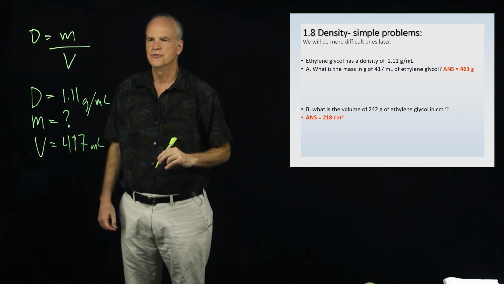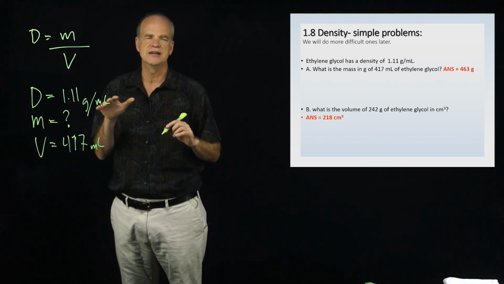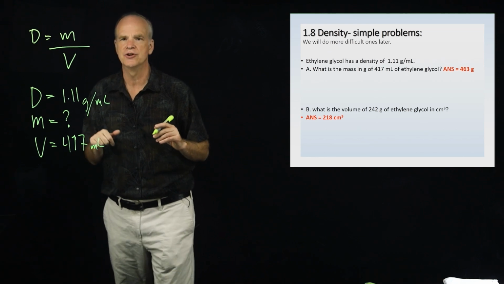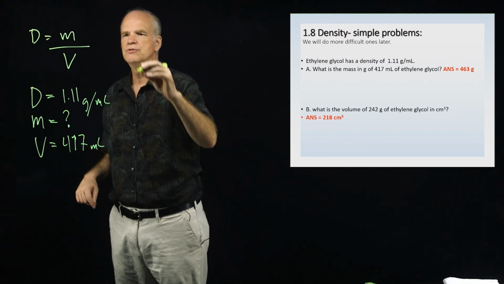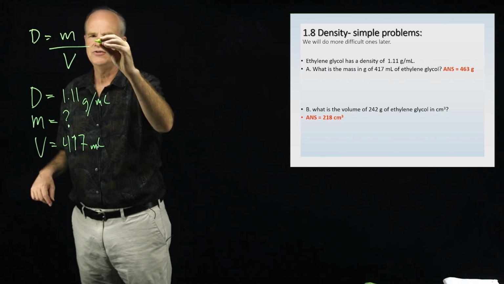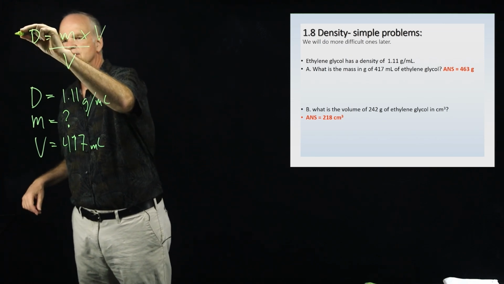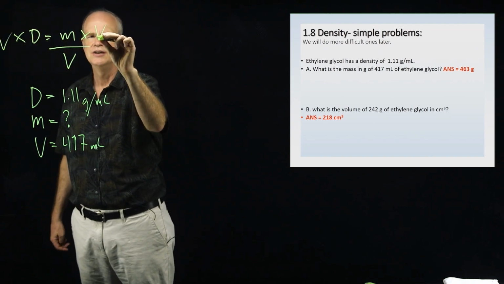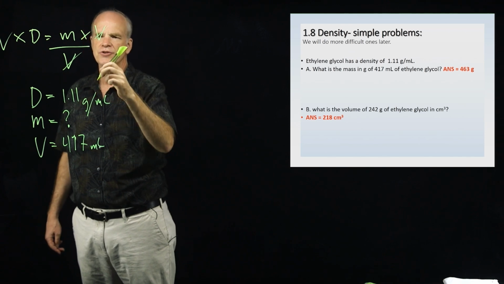Okay, so the first thing we want to do is take D equals m over v and rearrange the equation so we have m by itself. Here's how I might approach that. I'm going to take this equation and multiply both sides by v. On the right side of the equation, the v in the denominator now cancels out with the v in the numerator, and so the v's are gone.